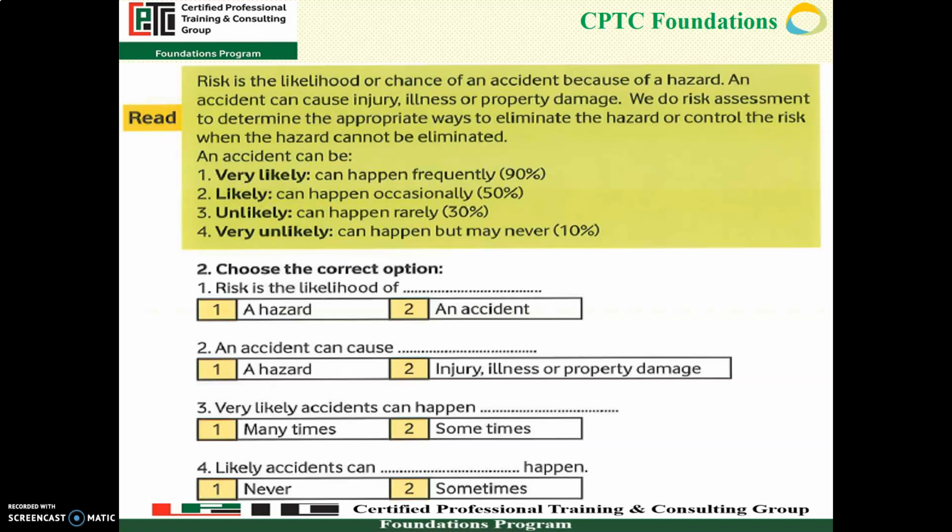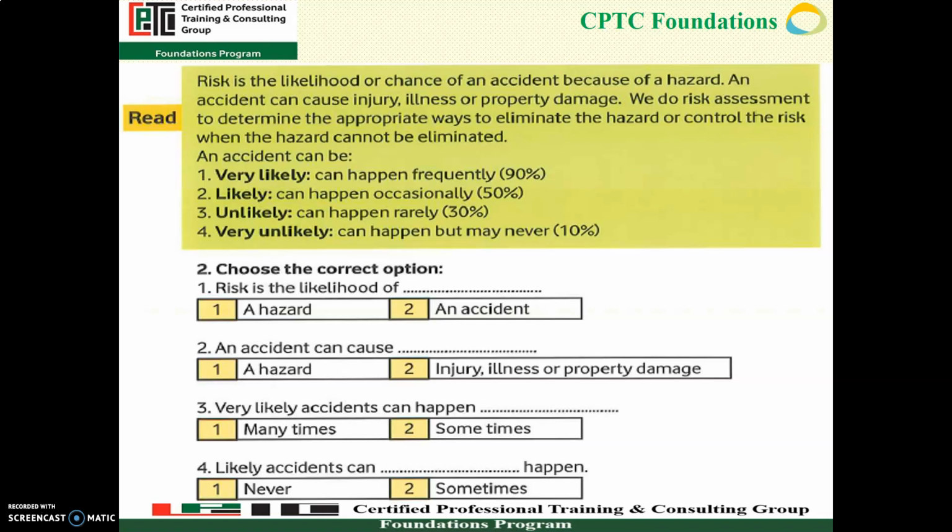Unlikely means can happen rarely. Rarely means not often, only very few times. So it doesn't happen very often. Or very unlikely means it's not really probable. The probability is very, very low. So very unlikely means can happen but may never. So only 10% of the possibilities. So this is about risk assessment and the different types of accidents.